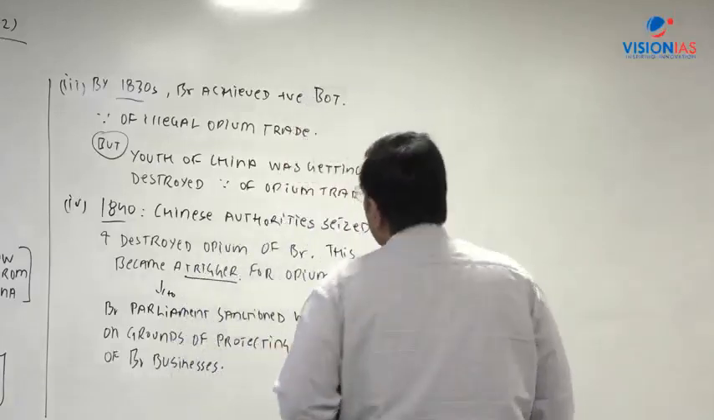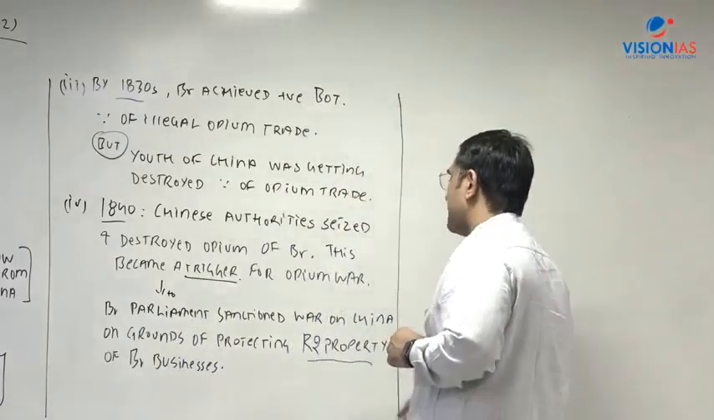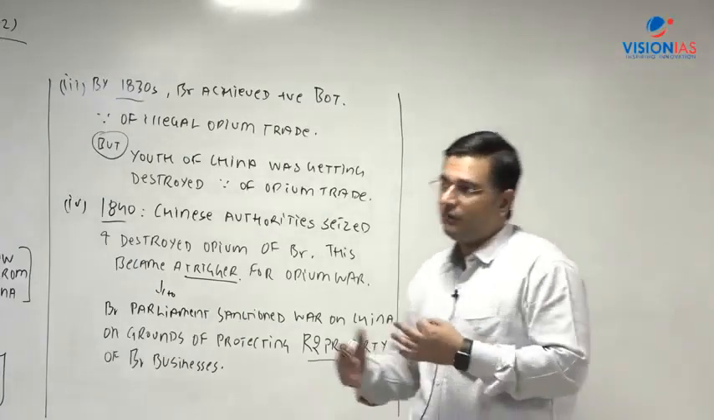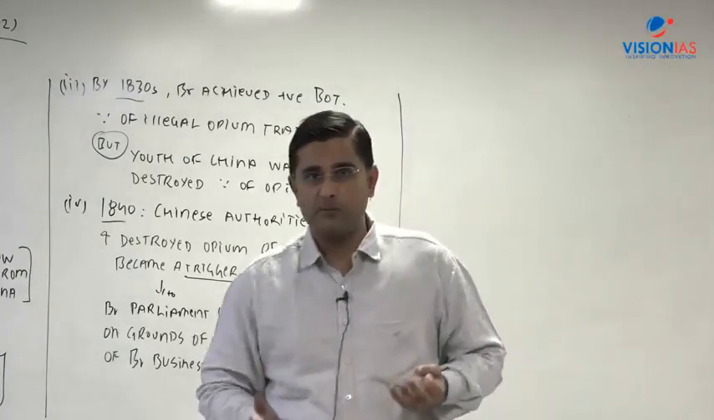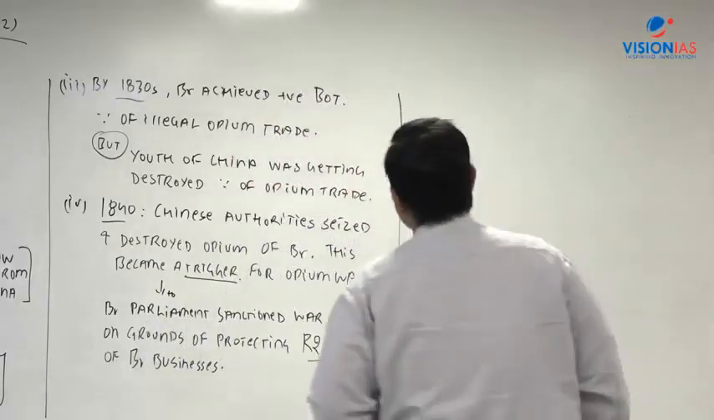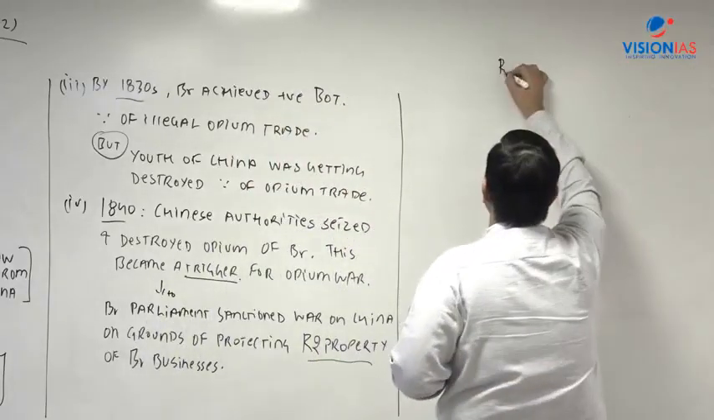So therefore, this is how things are going on. Okay, so basically now war will begin. Obviously in this war the Britishers were able to come out victorious. So now we will move on to the result of the first Opium War.